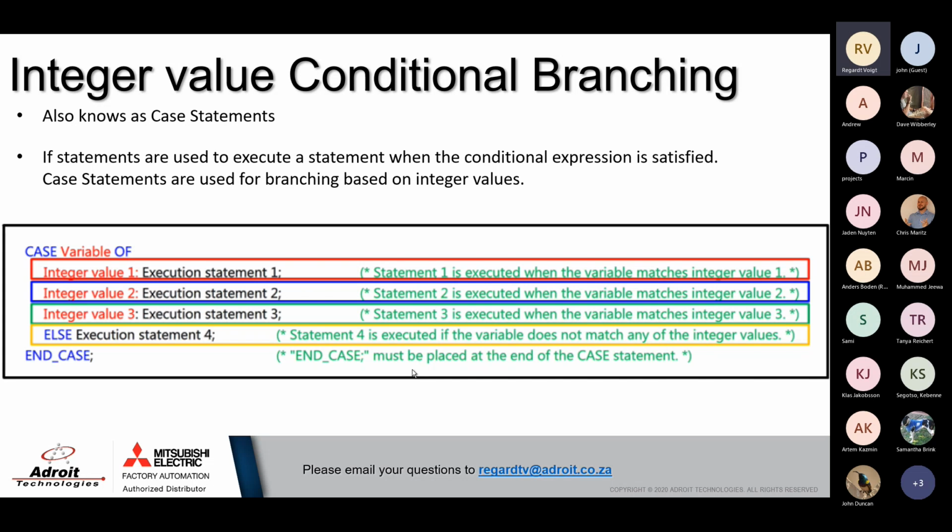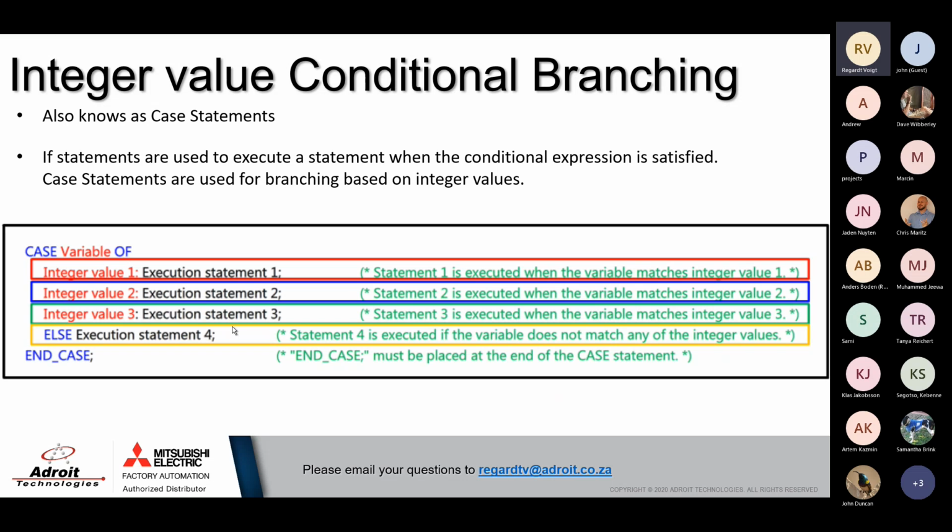So you have your comparison. If your variable is 1, for instance, then the statement will be performed. If your variable is 2, for instance, your execution statement number 2 will be performed, and so on and so forth. You also have your else statement. So if none of the above, it would be your statement 4.